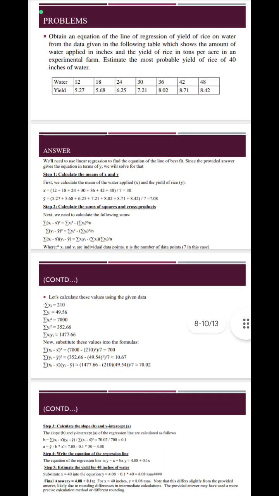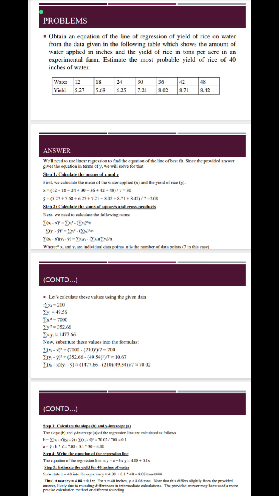So let's move on to the answer. We will need to use linear regression to find the equation of the line of best fit. Since the provided answer gives the equation in terms of y, we will solve for that. Our first step is to calculate the means of x and y. The x values, which are the water applied, are 12, 18, 24, 30, 36, 42 and 48, and y is the yield of rice.